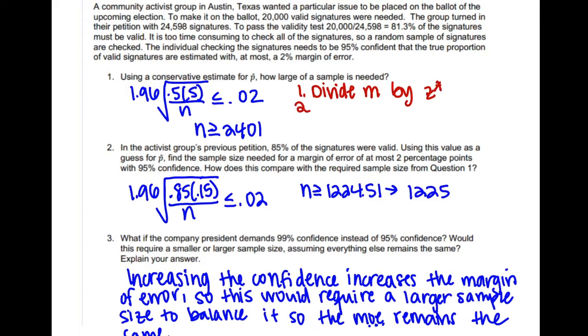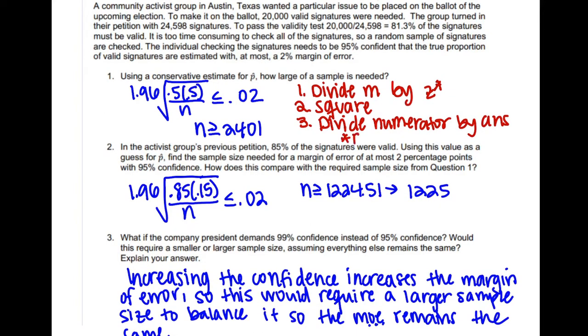Step 2, we square both sides. And then step 3, we divide the numerator by the answer. And then, of course, if necessary, no matter what the decimal, we round up. Even if it was 0.01, we would round up. This one was a whole number, so we didn't have to worry about it.